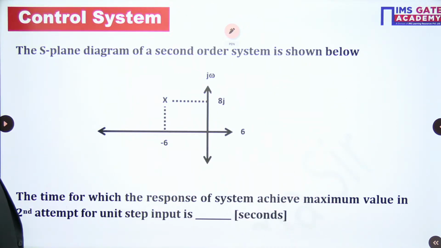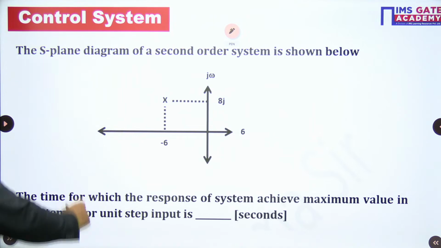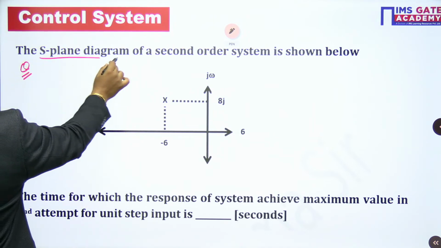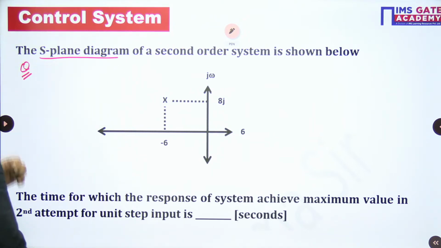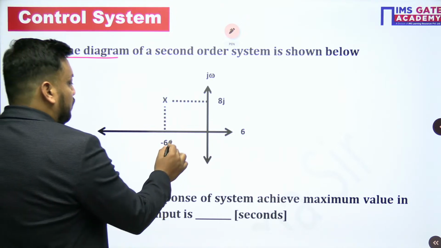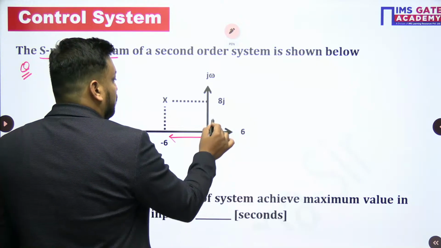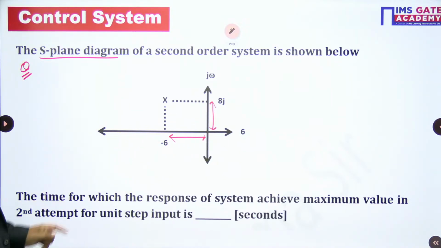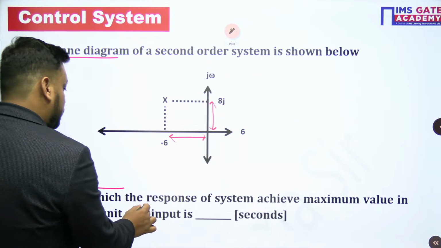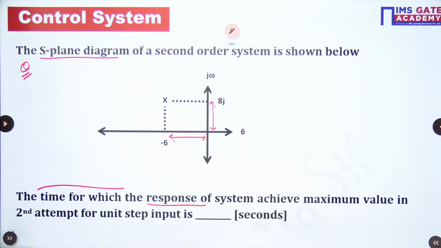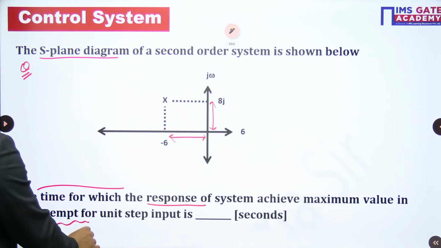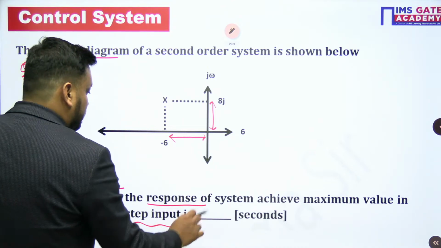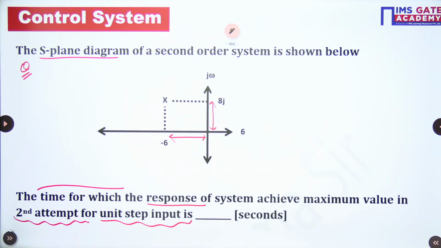So now I am going for the next one. This is the question, a very good question. The s-plane diagram of a second order system is shown below. This is your sigma value, and this is the imaginary value of the pole. The time for which the response of a system achieves maximum value in the second attempt, for unit step input, is in seconds. What is this, guys? Just let me know.